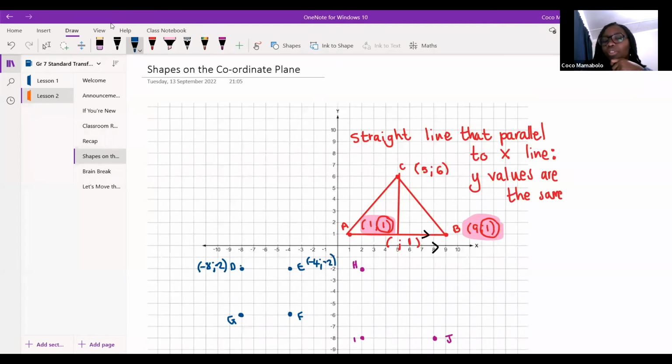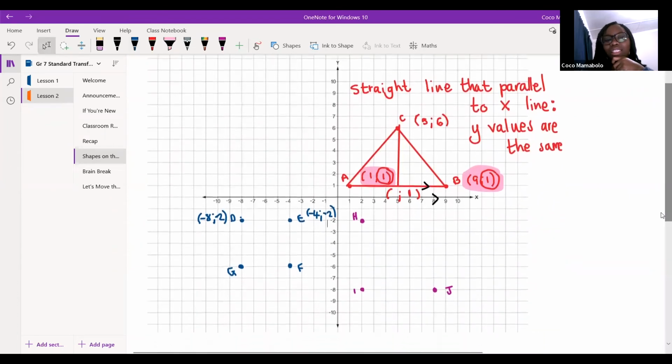Have you noticed something already, Nelisa? What have you noticed? That all the y values are 2. Are they just 2 or are they -2? Good, -2. All right, let's go for G. Tell me, what are the values of G? G is open bracket -8; -6 close brackets. Excellent. And what about F? F is open brackets -4; -6. Excellent. Well done.